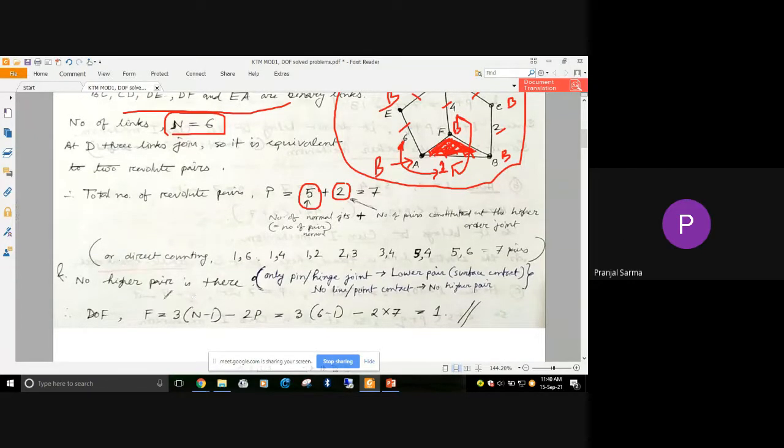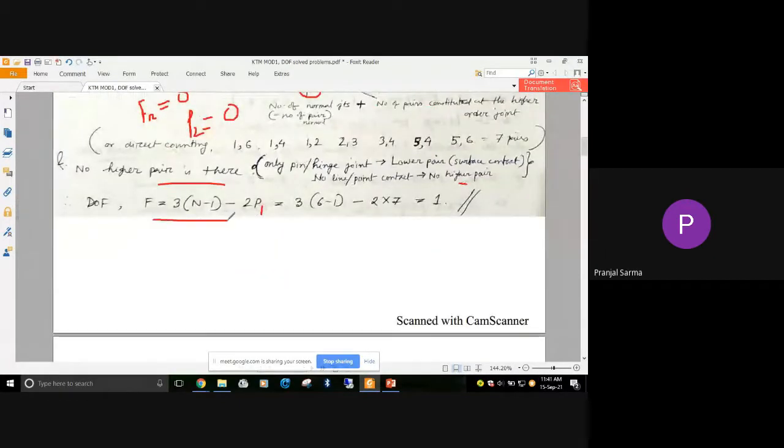So here there is no higher pair because we have got only pin or hinge joints. It's a kind of surface contact, that is a lower pair. So P1 is 7 and P2 equals 0, no higher pair, and redundant degree of freedom is also equal to 0. So we just put in the equation F equals 3 times (n minus 1) minus 2 P1 minus P2. P2 itself is 0, that's why I have not shown it here. If you put it in, you find the degree of freedom of this mechanism to be 1.